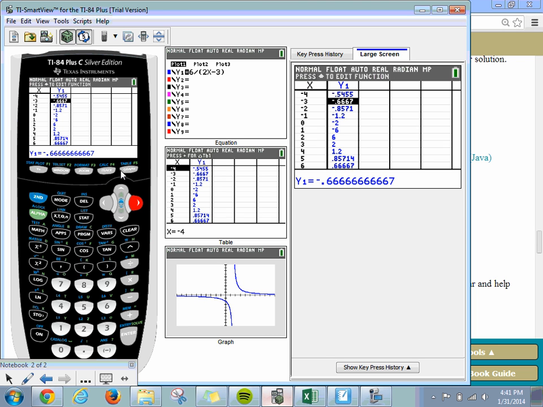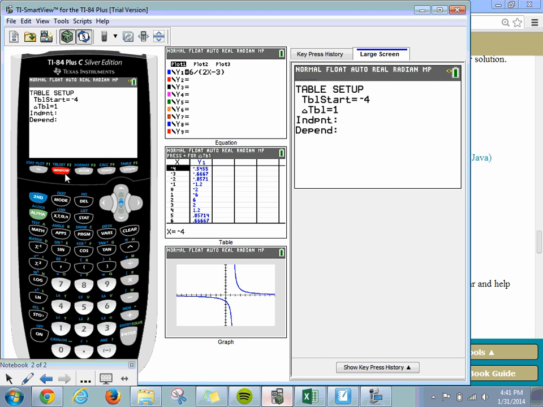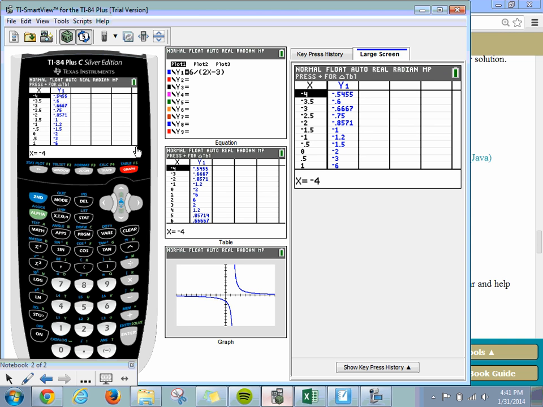And they also ask us to do 1.5. So you'll notice that my table does not currently have 1.5. But what I'm going to do is change the setting so that instead of going up by 1, it'll go up by a half each time. That way I'll be able to see positive 1.5 on my graphing calculator. And we see that we get an error, which means we're going to be undefined.